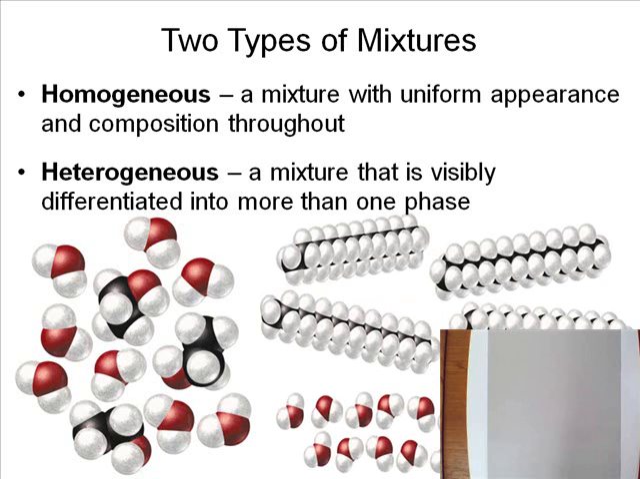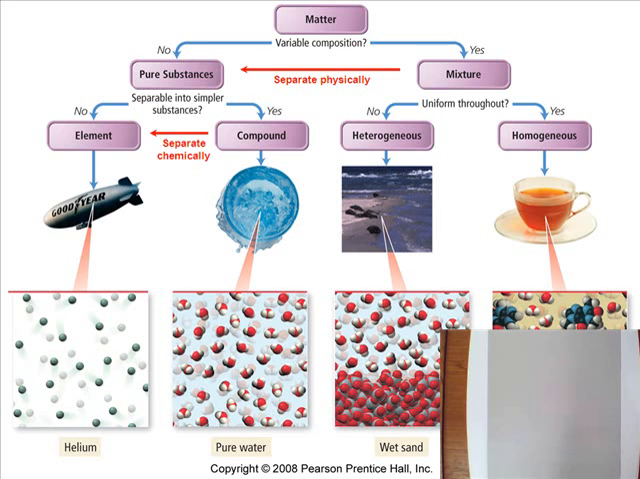You can have, for example, ocean water that has a little bit of sand in it. That's a heterogeneous mixture. The sand is a solid, and the rest of the water and salt and whatnot is dissolved in a different phase. We can look at this in terms of a chart.